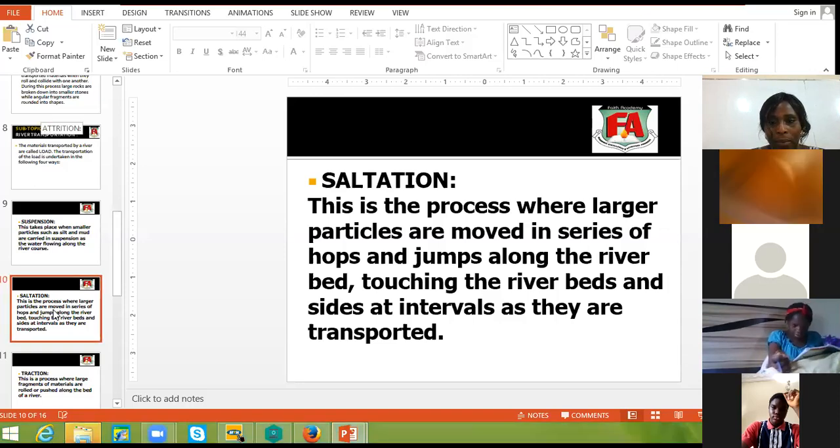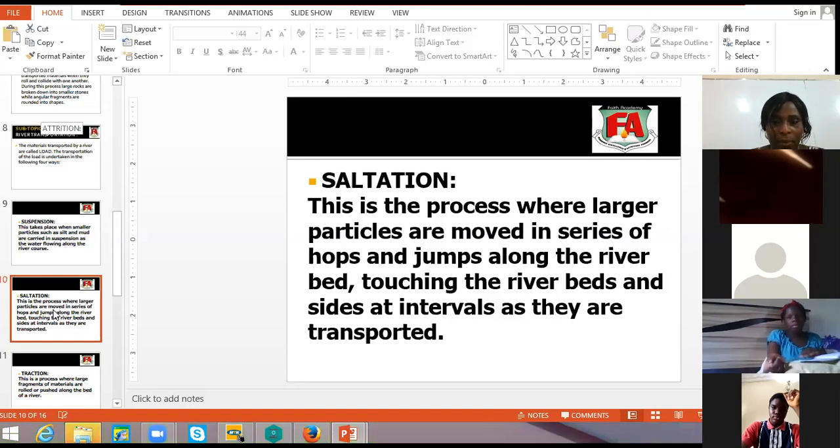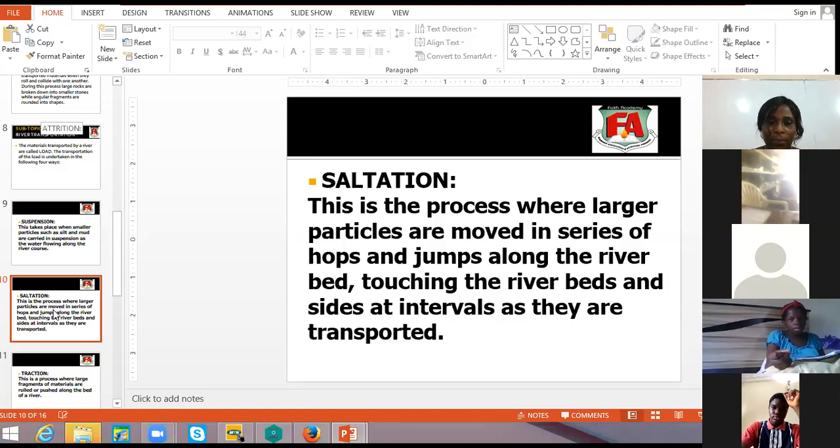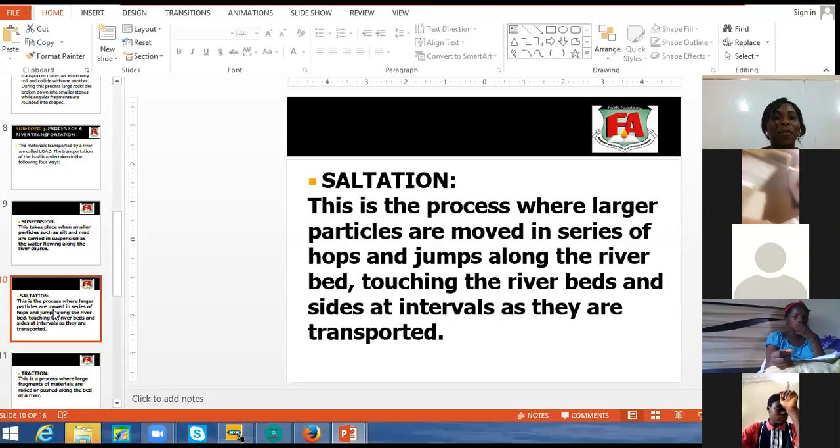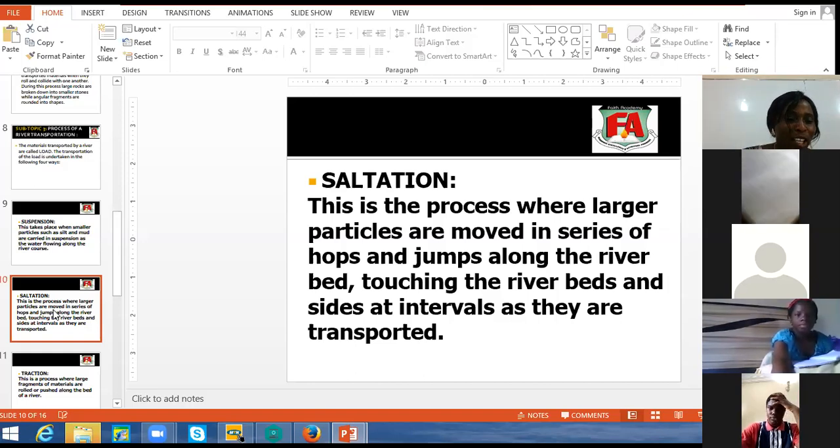It's like when the water is going up and down. You are correct. Continue. When the water is not flowing straight, very good. Now, when it is flowing in a meander form, that is hops. You know, horses, when they are running as if they are jumping. That process in a river, we call it saltation. That's a very good trial.